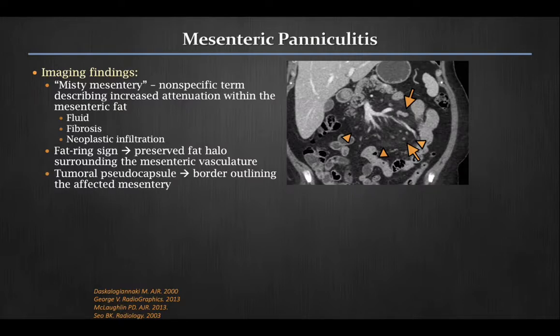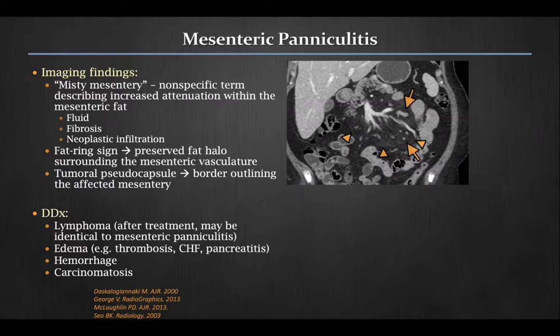And the tumoral pseudocapsule, where you have this well-defined border outlining the affected mesentery. Differential in this case can include lymphoma, edema, hemorrhage and carcinomatosis, and this is where you need some additional clinical information to help narrow the differential.